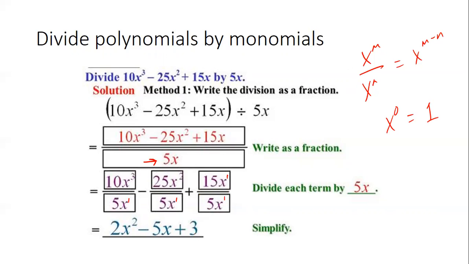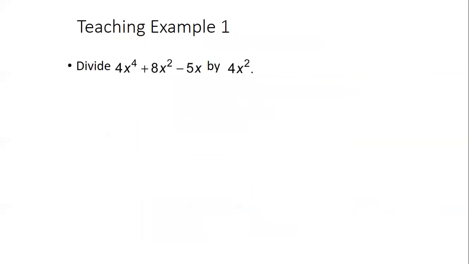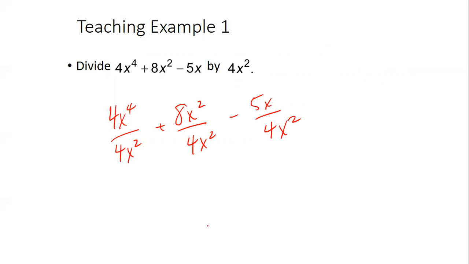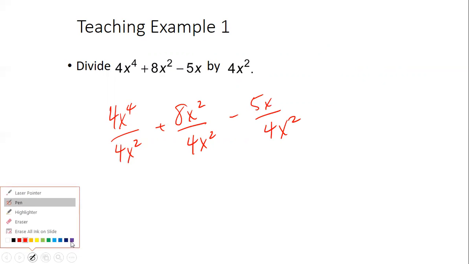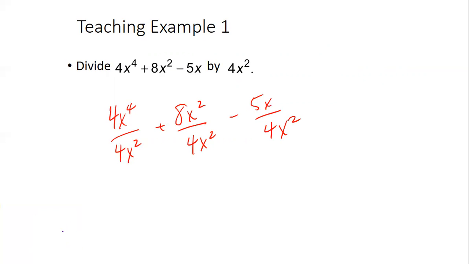How does that feel? Decent? All right, let's do an example. So we have 4x to the 4th plus 8x squared minus 5x, divided by 4x squared. So what that means is I'm taking 4x to the 4th and dividing it by 4x squared, taking 8x squared divided by 4x squared, taking negative 5x and dividing it by 4x squared. And you're just going to do each one. How would you do the 5x? We're going to get there.